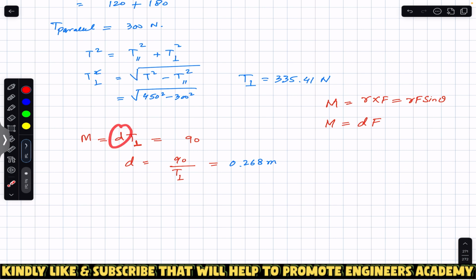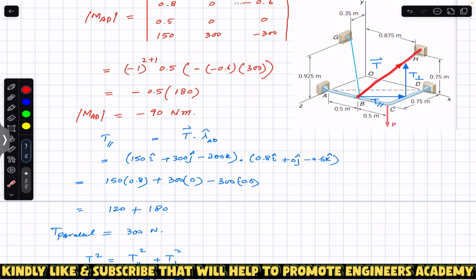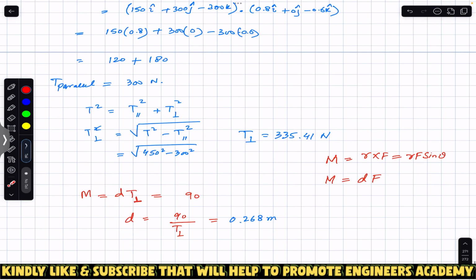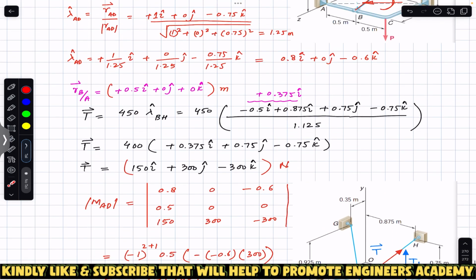So the perpendicular distance D multiplied by T perpendicular is equal to 90. We are going to take only the magnitude, so 90 Newton meter, and D will be equal to 90 divided by the perpendicular component. So 90 divided by 335.41 Newton gives us 0.268 meters. So the perpendicular distance between this line BH along which the tension T is acting and that AD diagonal is 0.268 meters. This is the solution of this particular problem.